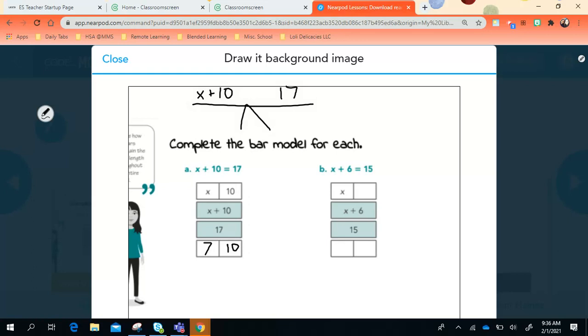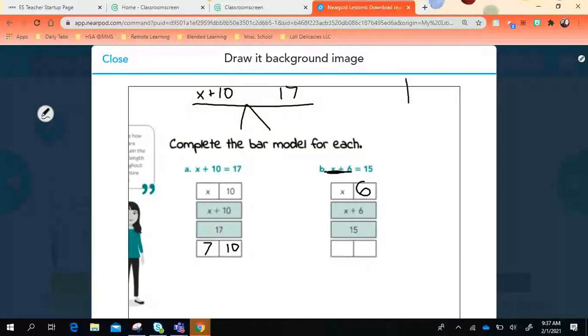Okay, so let's look at the second one. We have x plus 6 equals 15. If I look back at my first bar model to give me an example, I know it's x and what should go in the second box? What's in the first part of my equation? What should go in my second box? 6 should go in my second box. Okay, so now it's x plus 6 together give me 15.